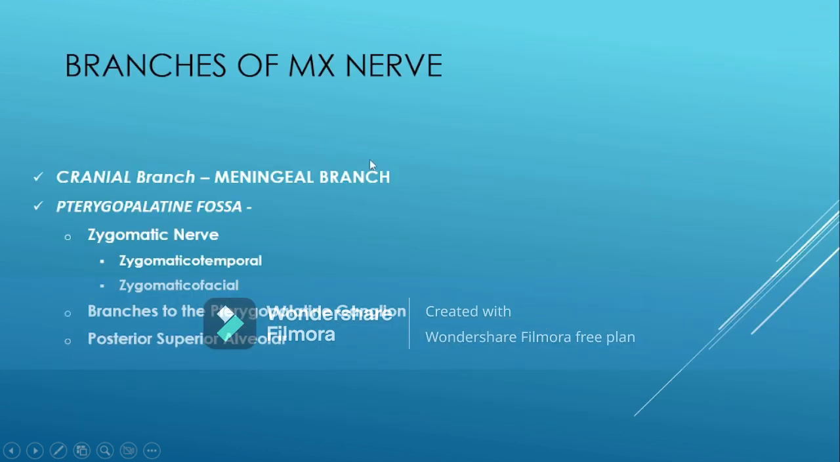Now we will check the diagram. That is the cranial branch. This is the meningeal branch which supplies the dura mater. Then this is the pterygopalatine fossa. In the pterygopalatine fossa, it gives three branches. First branch goes to the pterygopalatine ganglion. Then second is the zygomatic nerve, and third is the posterior superior alveolar nerve.